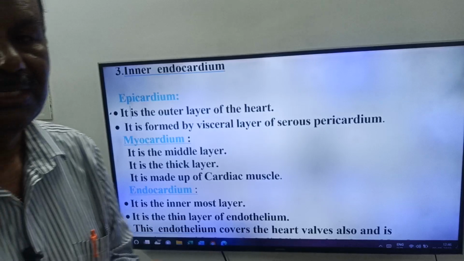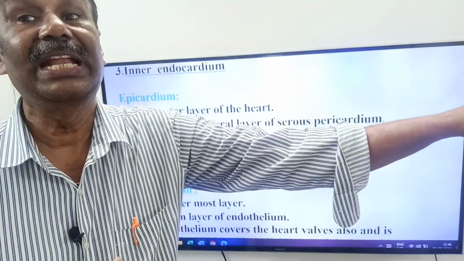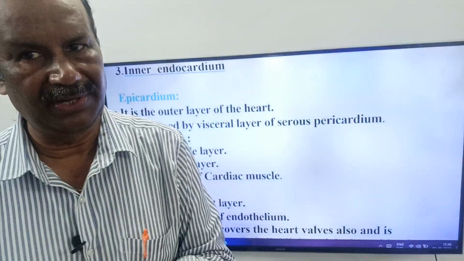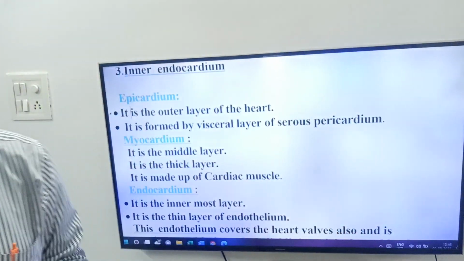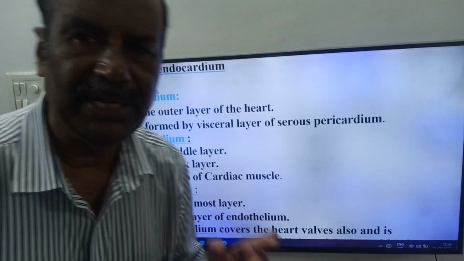See, friends, epicardium is formed by whom? Visceral layer of the serous pericardium. That is very, very important, friends. What is epicardium? It is the outer layer of the heart. It is formed by the visceral layer of the serous pericardium.